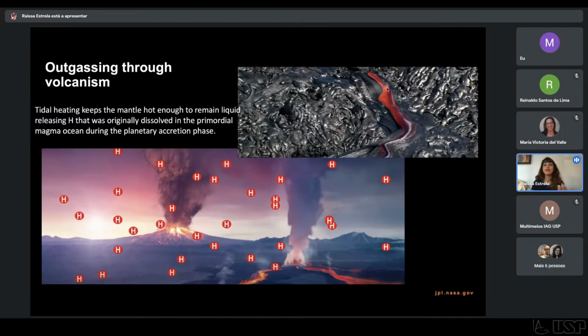And this planet would have a magma ocean, this hot magma ocean, where dissolved in this magma ocean, there is hydrogen that was accreted during the planetary accretion phase. The same hydrogen that formed the primordial envelope of the planet would have been dissolved in the magma ocean of the planet. And now this hydrogen that was trapped there would be released back to the atmosphere through an outgassing mechanism.